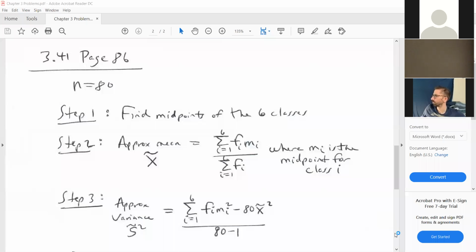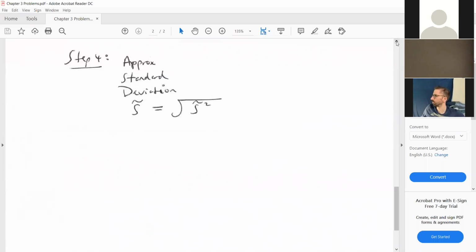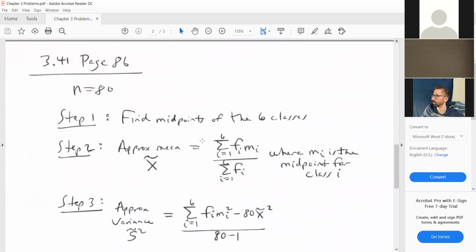All right, so let's go to this page. It's the second page of this PDF. Step 1, to do this type of problem, find the midpoints. Step 2, approximate the mean using this formula.